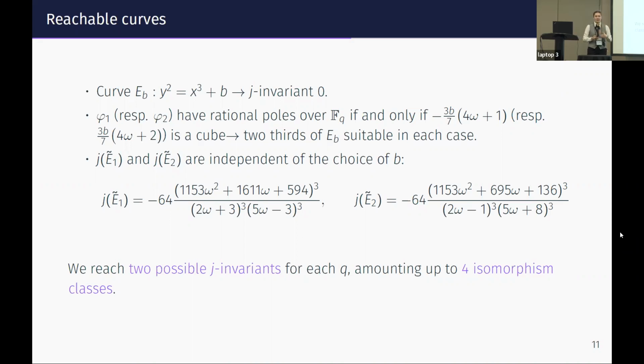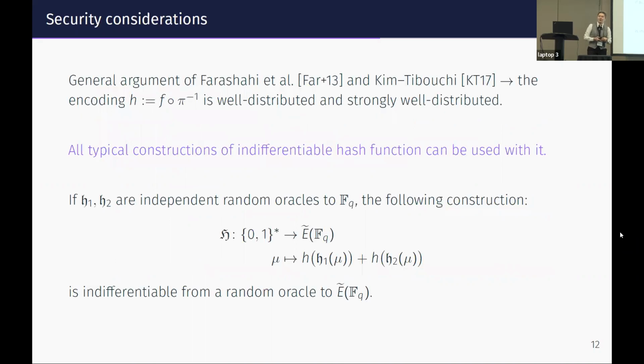So now that we have our encoding defined, the first question we can ask ourselves is: is it secure enough? Well, I won't go too much into the details of the security of this construction because our construction is structured in the same way as Icart-1 is, we can use exactly the same kind of argument to show that the final encoding H that we get is well distributed and strongly well distributed, which means that we can use any typical construction of hash functions with it.